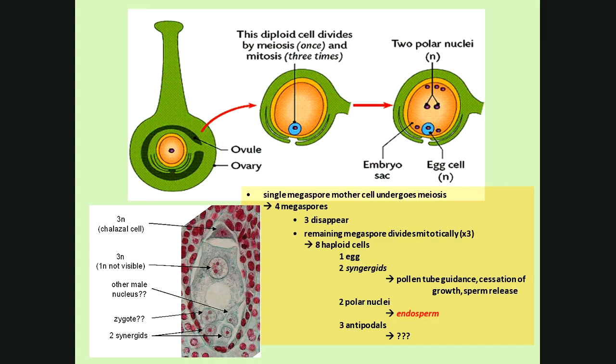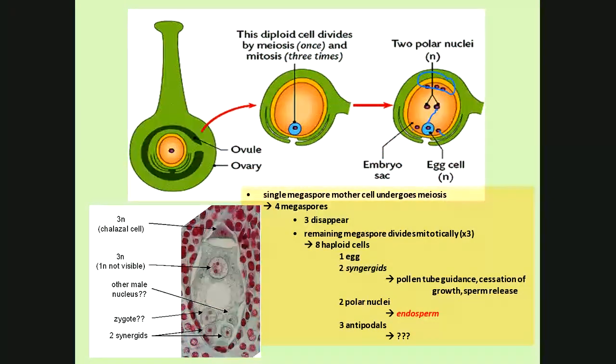All right, so here we are again. There's the 3 antipodal cells. There's the egg. There's the 2 synergid cells. So what happened, we underwent meiosis, and that made 4, and then we underwent mitosis, and that made 8. Only one is the egg cell, though. During meiosis, the single megaspore makes 4 megaspores. 3 of those disappear, and then they divide mitotically 3 times. If you divide mitotically 3 times, you get 8 total cells.